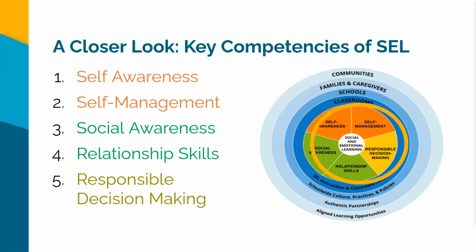So now we're going to take a closer look at the five CASEL competencies. And CASEL defines these competencies as self-awareness, self-management, social awareness, relationship skills, and responsible decision-making. So as you can see from this visual, all five of these competencies are supported by a child's classroom environment, their full school, their families and caregivers, as well as their community. So let's take a closer look at each of these competencies and how we can work collaboratively to support all children in developing these skills.